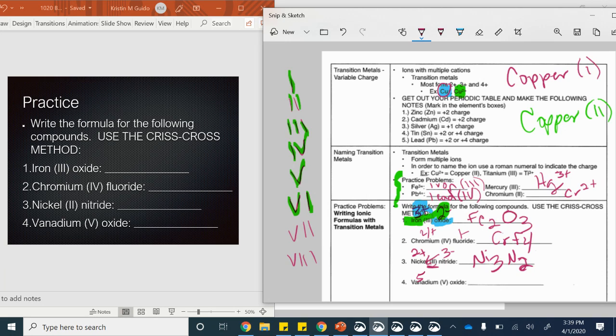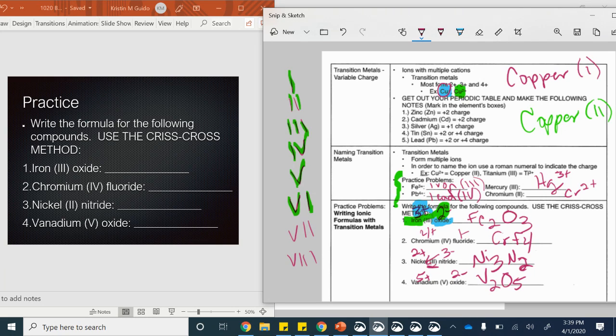We have a charge of 5 plus, a charge of 2 minus. Those won't cancel each other down, so it is what it is. So we have V2O5. And that's how we go from the name to the formula.